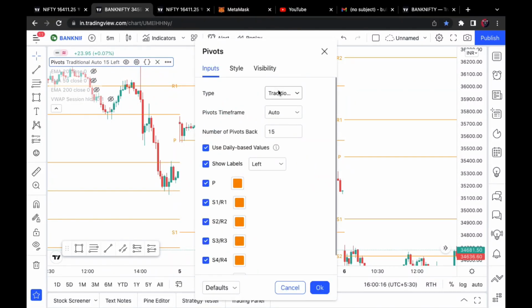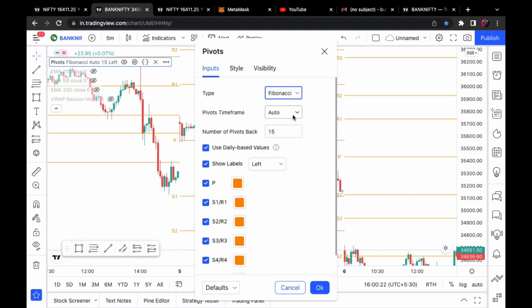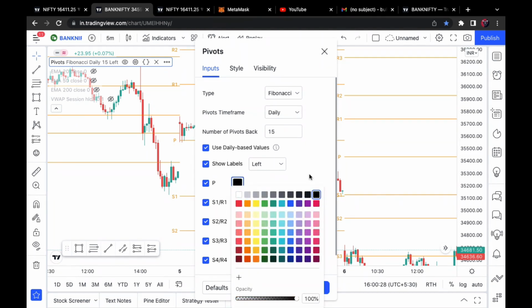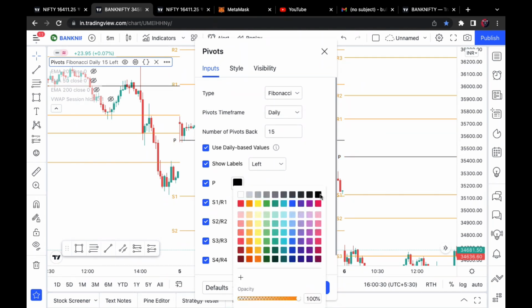You need to come here and convert this traditional into Fibonacci, and convert this pivot time frame into daily, because the daily time frame is very important. And you can choose the color as per your choice. I'm just choosing one of them.